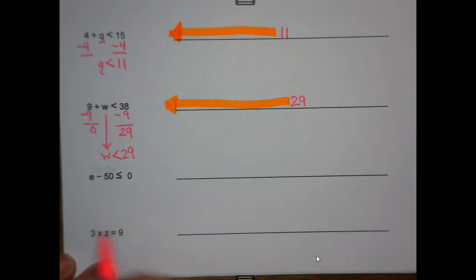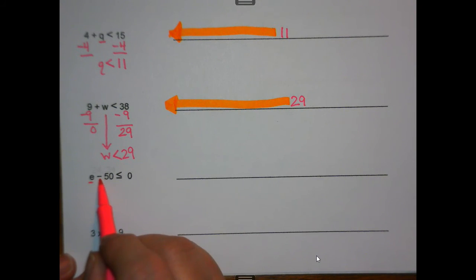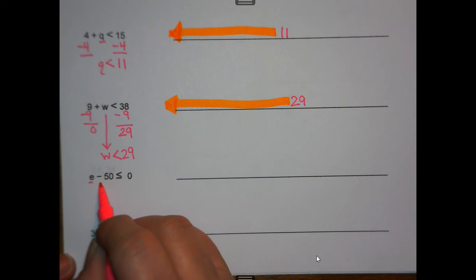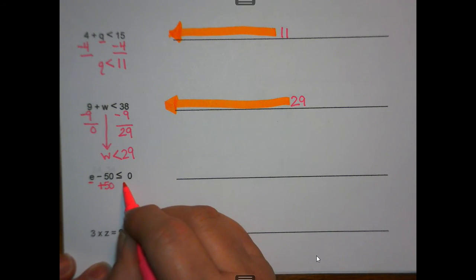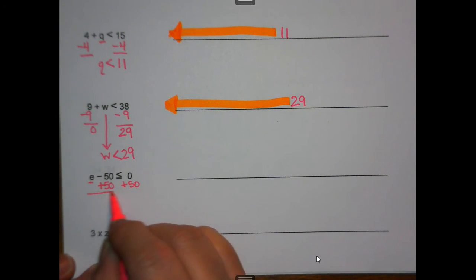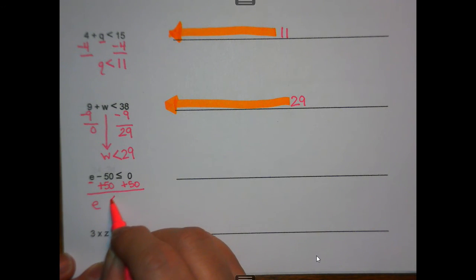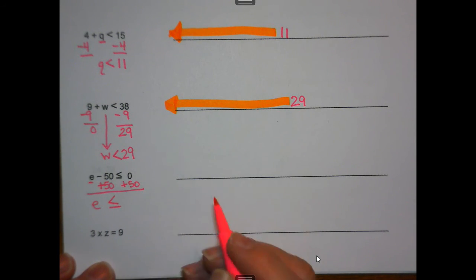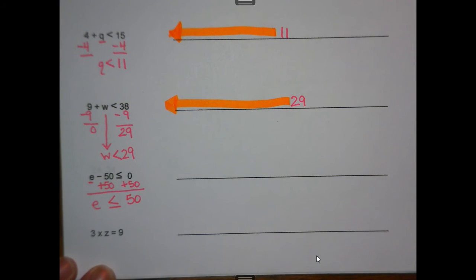This next problem here, we're going to try to get the E by itself. This is subtract 50 to get that so that it's nothing on this side except the letter. We're going to add 50 to this side. We're going to add 50 to this side. And then when I get all this done, I'm going to have E is less than or equal to 50. So this one is a little more complicated.